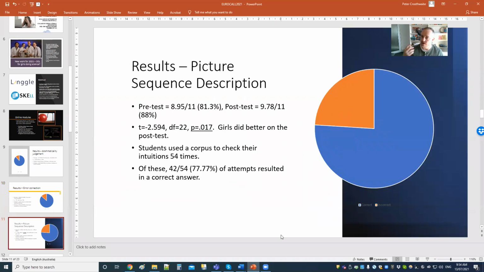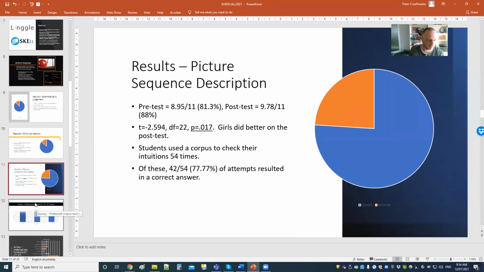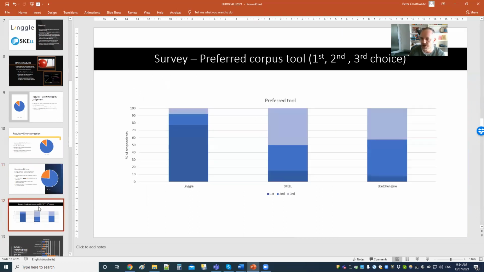Moving on to the productive task, the picture sequence description task, and here we did see a significant improvement between the pre-test and the post-test results. So girls did better on the productive task in the post-test. In addition, when students consulted the corpus to check their intuition, 77.77% of the attempts resulted in a correct answer. So again, really very encouraging.